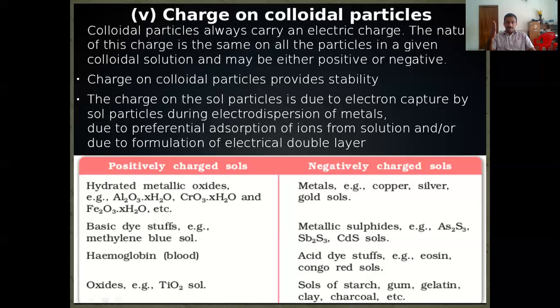There is no general classification, it depends on various factors, so we cannot predict, but generally we can say metallic oxides are generally positive. Hydrated metallic oxide means hydroxide, Fe(OH)3, that is a positive colloid. Hydrated metal oxides means hydroxides also positive, but metal sols are negative. Okay, I think it is enough for today. We can continue the remaining parts in the next class.